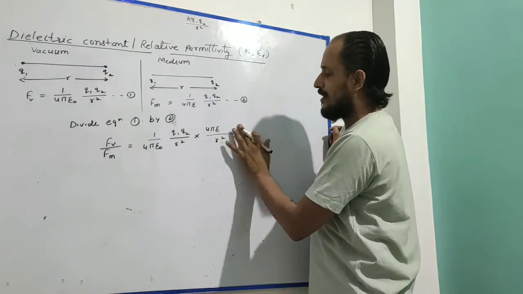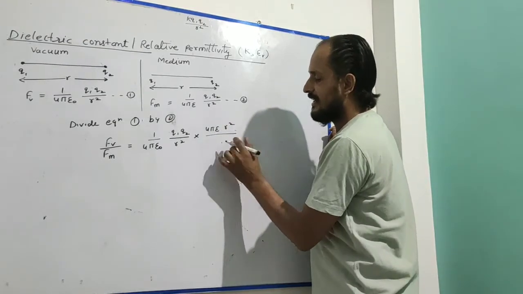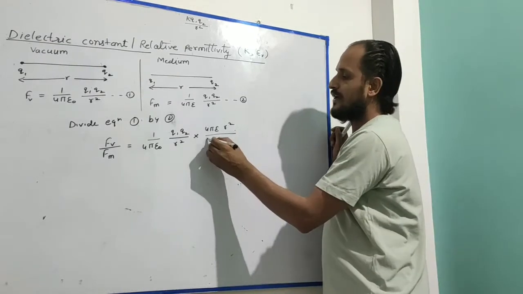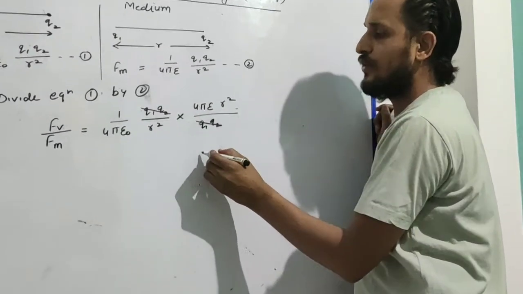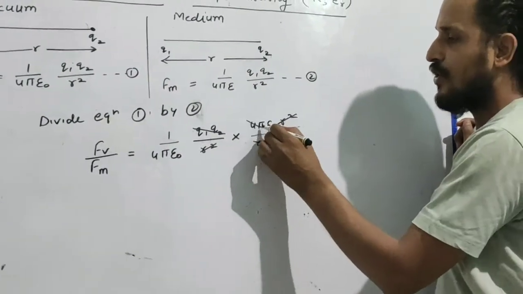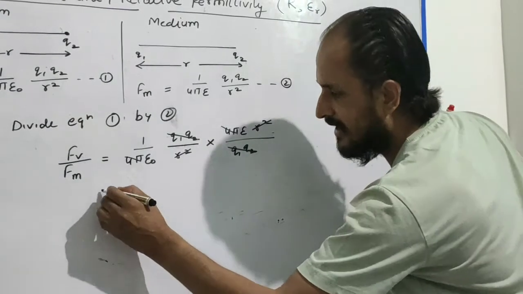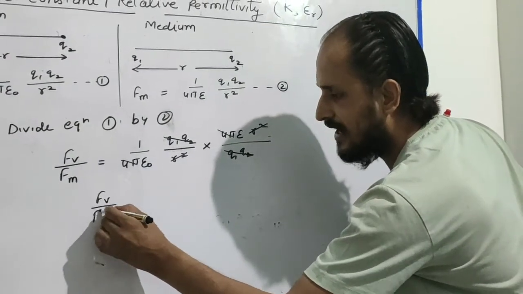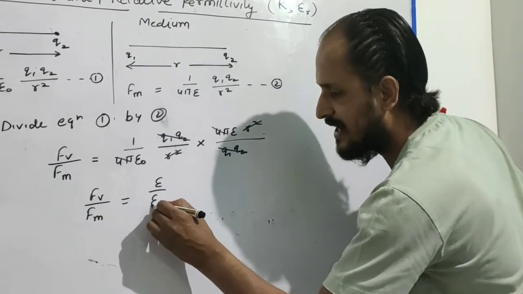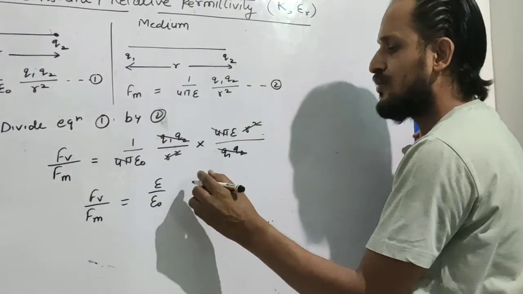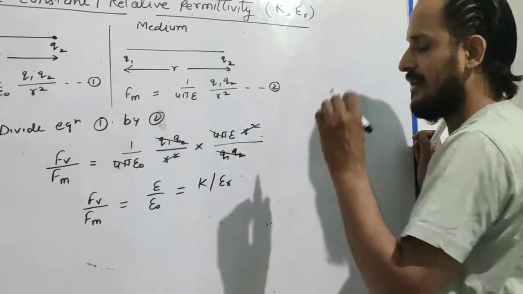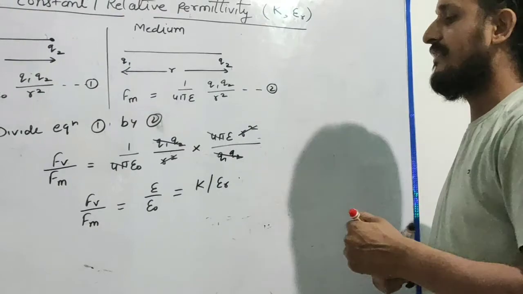4 pi epsilon naught R square, and here Q1 Q2 will become cancelled with Q1 Q2, R square will become cancelled with R square, 4 pi will become cancelled with 4 pi. So Fv upon Fm is equals to epsilon upon epsilon naught, and this ratio you can write down K or epsilon R, relative permittivity.